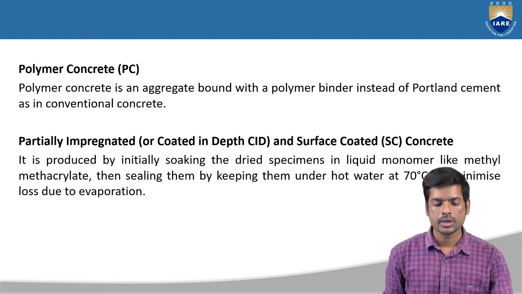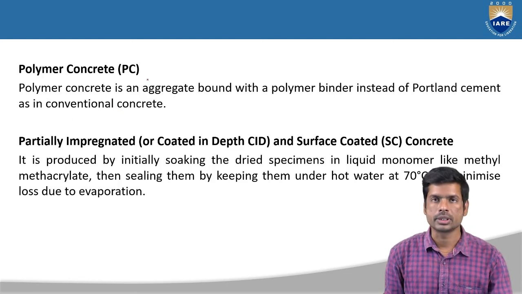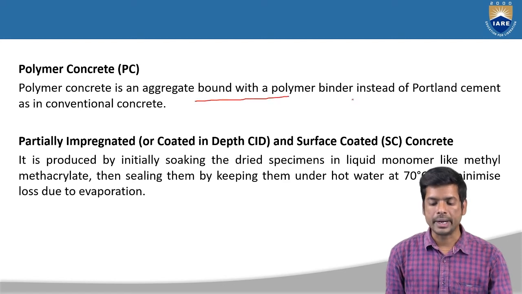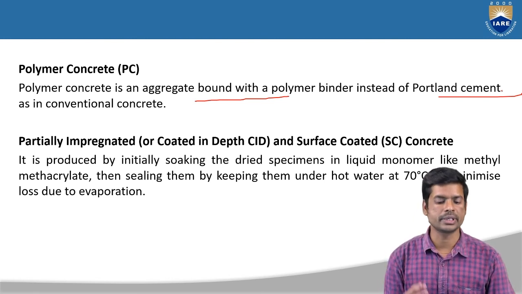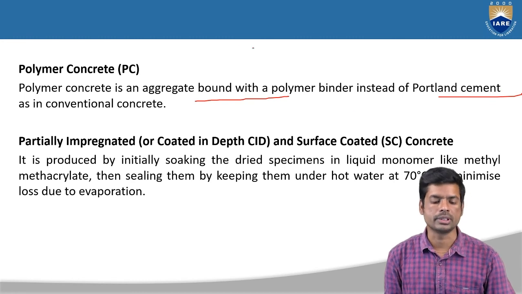And next one, polymer concrete. So this polymer concrete is an aggregate bound with a polymer binder instead of Portland cement. So here, instead of using cement as a binding material, they are going to use polymer binders. That is why it is called polymer concrete.